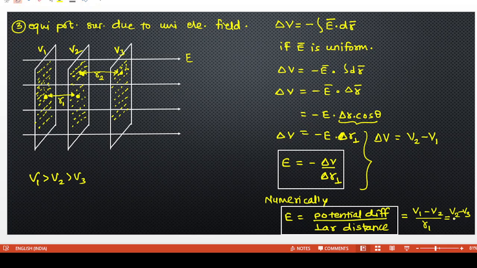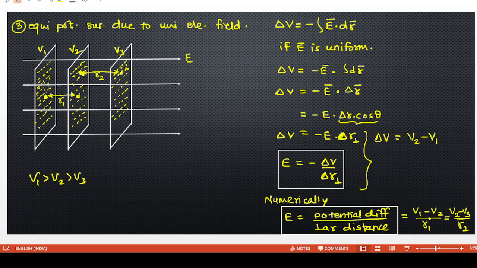This can be used only if the electric field is uniform. Potential difference upon distance, the direct formula, can be used only if the electric field is the same at all points. If it is different at different points, then at each point you will have a different electric field, and then you cannot use this formula.